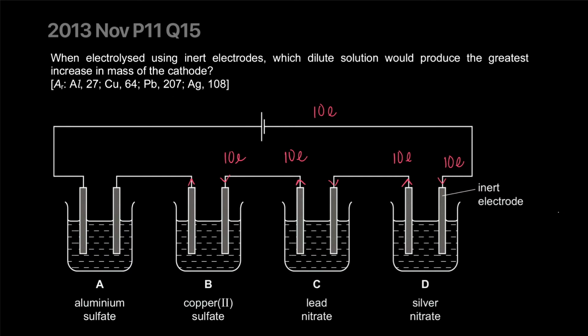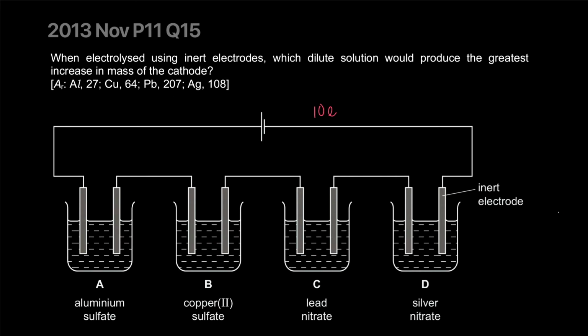And the number will always be the same, because you're not creating or destroying electrons. So in every solution, 10 electrons are going, right? So that part is clear, right? Hope that makes sense. Yeah, so let's take a closer look.